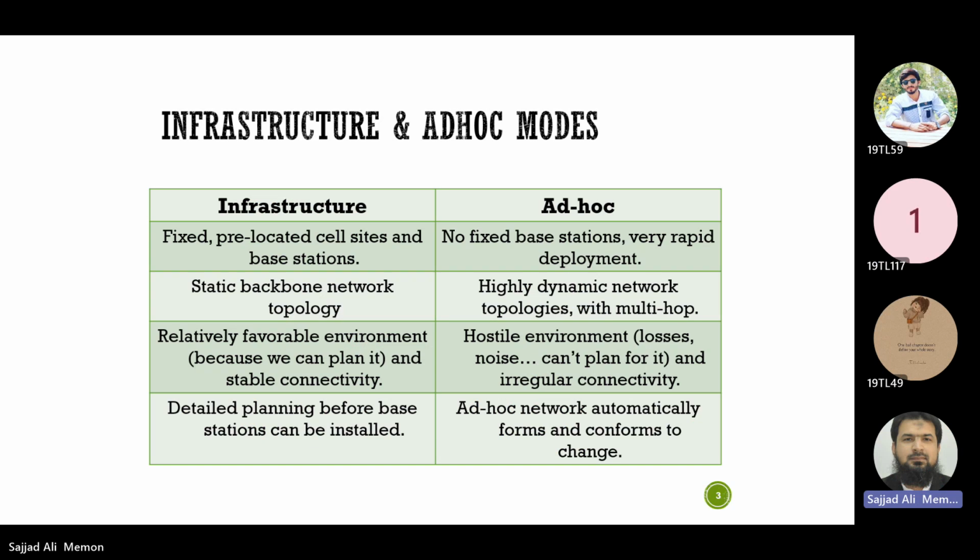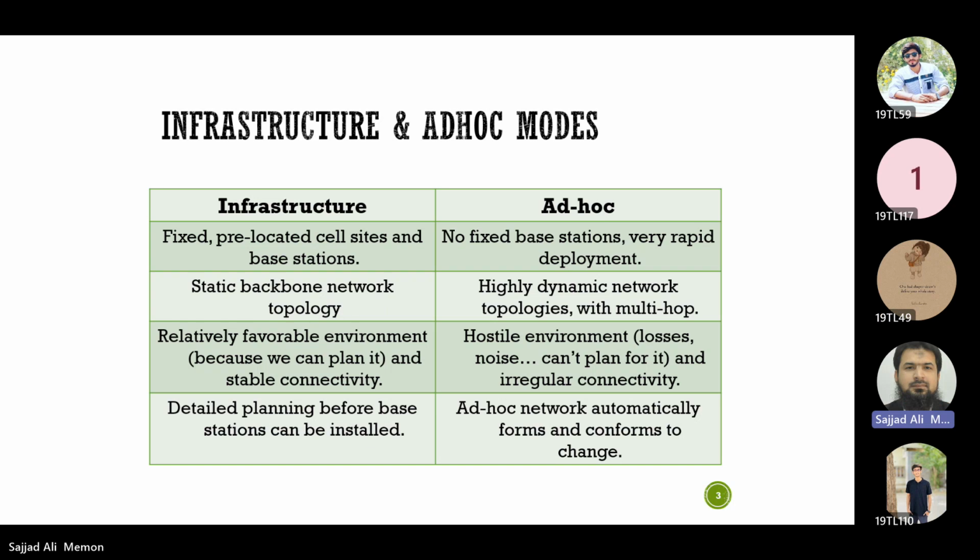If you compare the two, infrastructure has fixed, pre-located cell sites and base stations, whereas ad hoc has no fixed base station and very rapid deployment. That is the advantage of ad hoc. With infrastructure, you have to plan the system and the network, with a static backbone network topology, a relatively favorable environment because we can plan it, and stable connectivity. Ad hoc has a highly dynamic network topology with multiple hops, a hostile environment with losses and noise, no way to plan for it, and irregular connectivity. Infrastructure needs detailed planning before a base station can be installed, while an ad hoc network needs no planning and automatically forms and adapts to change.